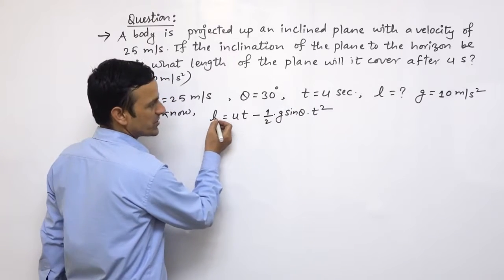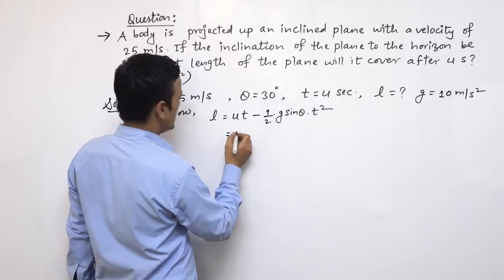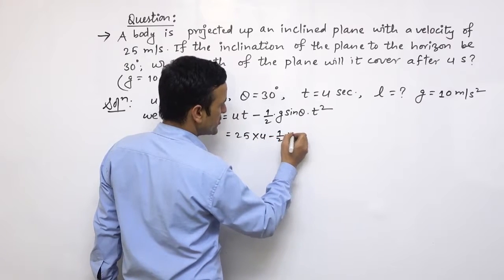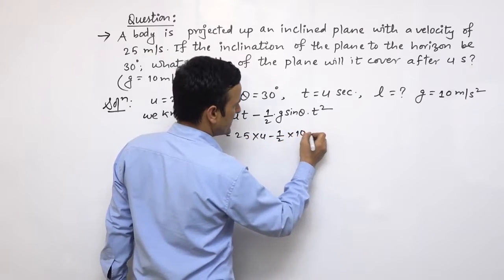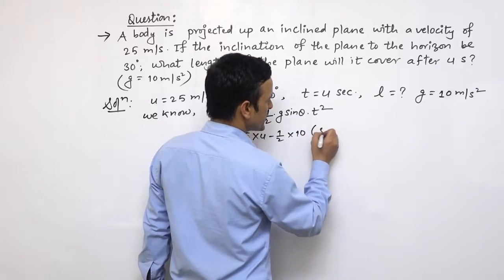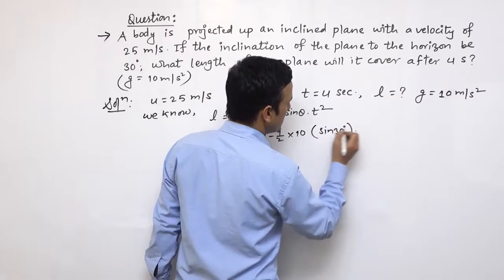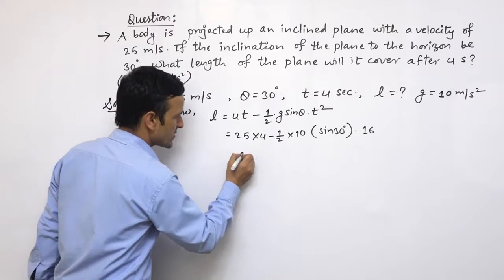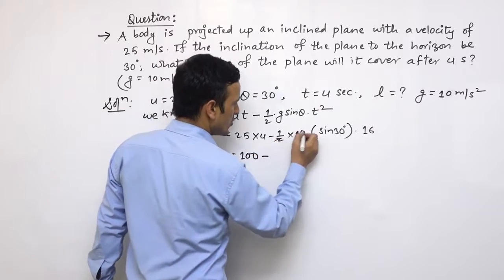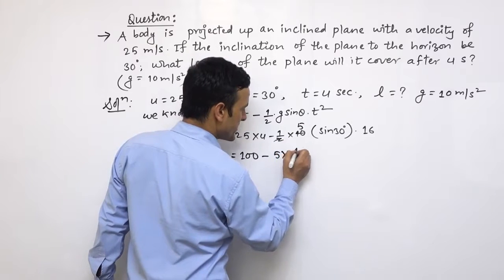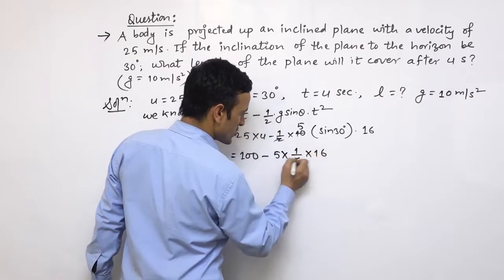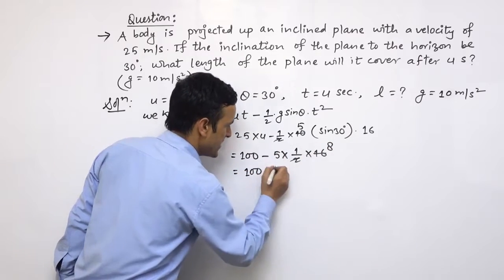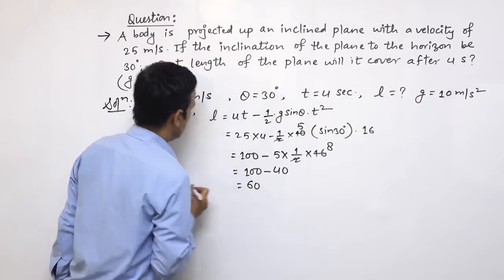Let's put L, since it is unknown. So u is 25 times t, which is 4, minus half into g, which is 10. Sin theta means sin 30. T square means 4 square, which is 16. So solve it. 25 times 4 is 100. 2 into 5 is 5. Sin theta means 1 by 2 into 16. So 100 minus 8 into 5, that is 40, means it is 60. So it is distance.